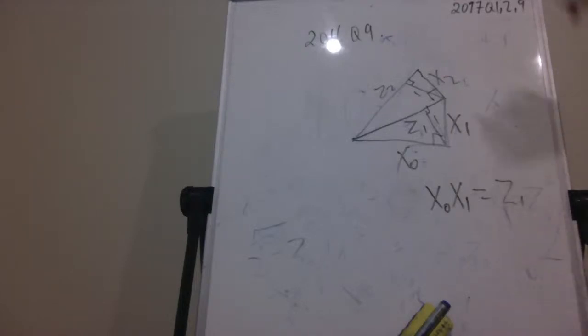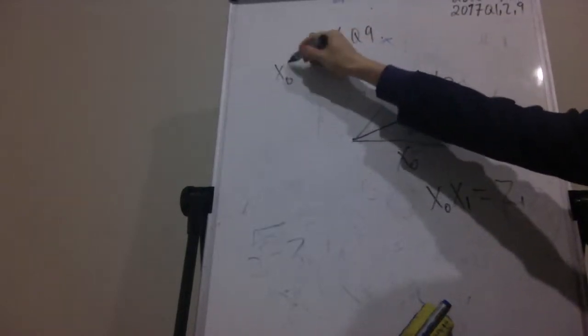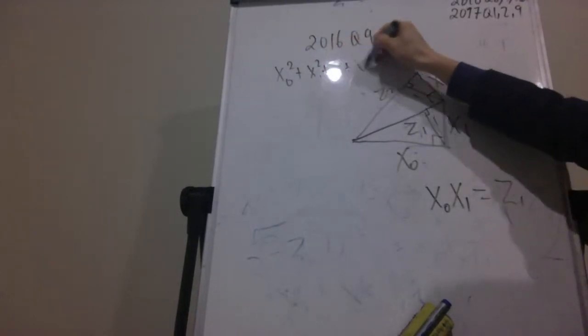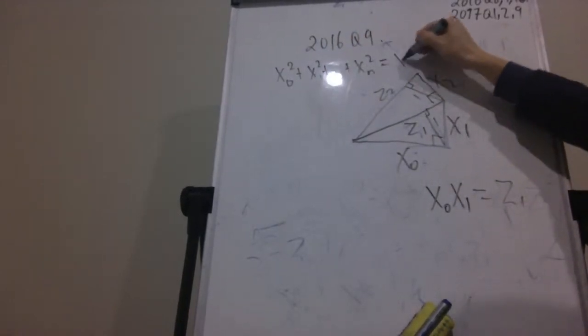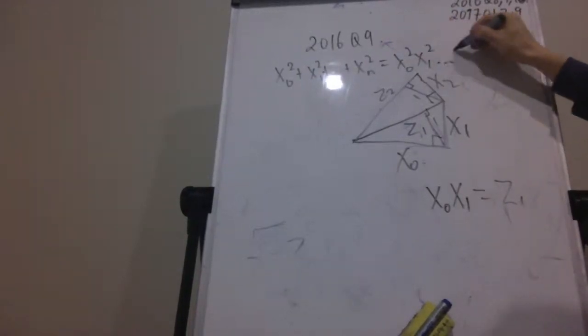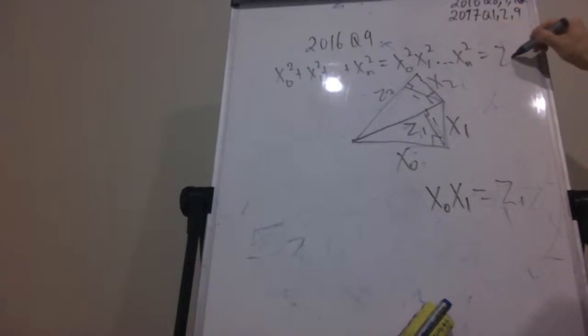Yeah, so to prove it, I guess you state the stronger claim, right? You say that x0 squared plus x1 squared plus up to xn squared equals z_n squared. A stronger claim means a claim that automatically proves more. So not only are these two equal, but they're both equal to the hypotenuse squared. Okay?